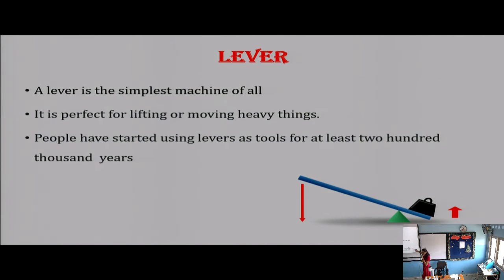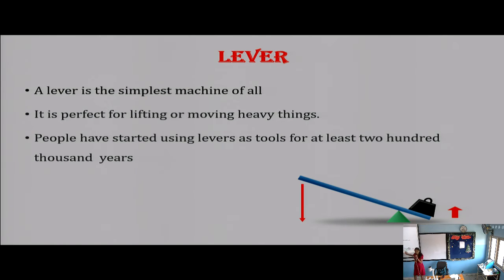Did we discuss about lever? No, right? Last class, did we discuss about lever? No? Okay. So today we will learn about how we use this lever. This lever we usually use to lift things. It is perfect for lifting or moving heavy things.